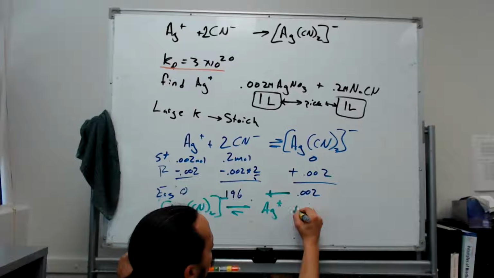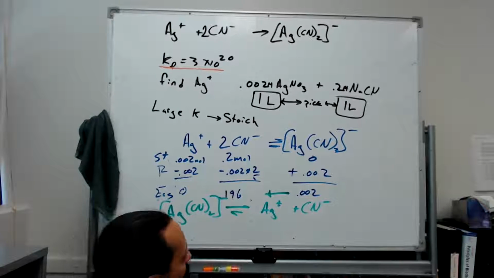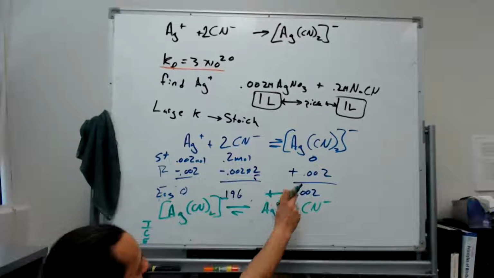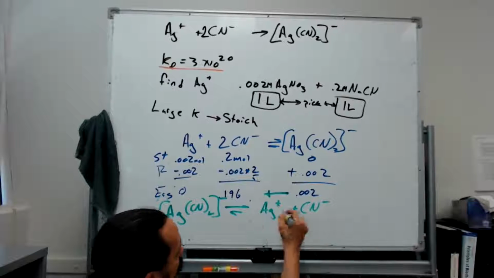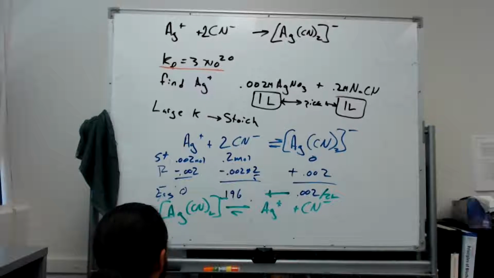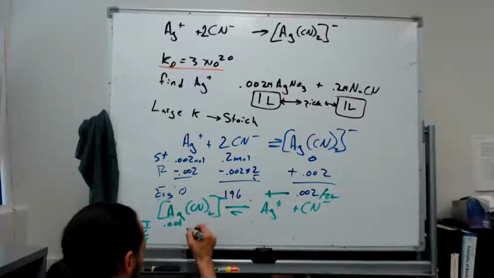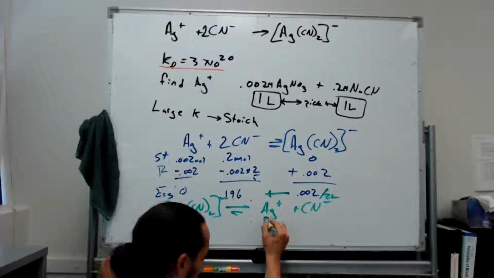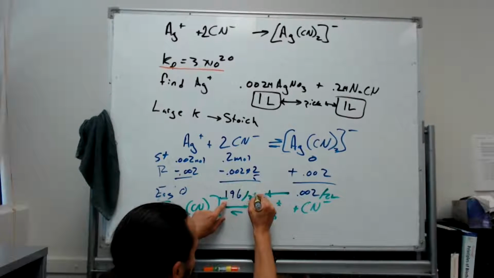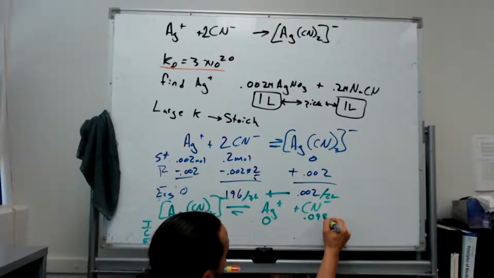We're going to get Ag+, we're going to get CN-, we're going to ICE it, and all that really matters is the initial, and we're going to use the x is small approximation. The concentration of the AgCN is going to be 0.002 divided by 2 liters, because that's going to be our total volume once these things are mixed together. So it's going to be 0.001 molarity. Our Ag+ is going to be 0. Our CN- is going to be 1.96 divided by the 2 liters, 0.098 molarity.